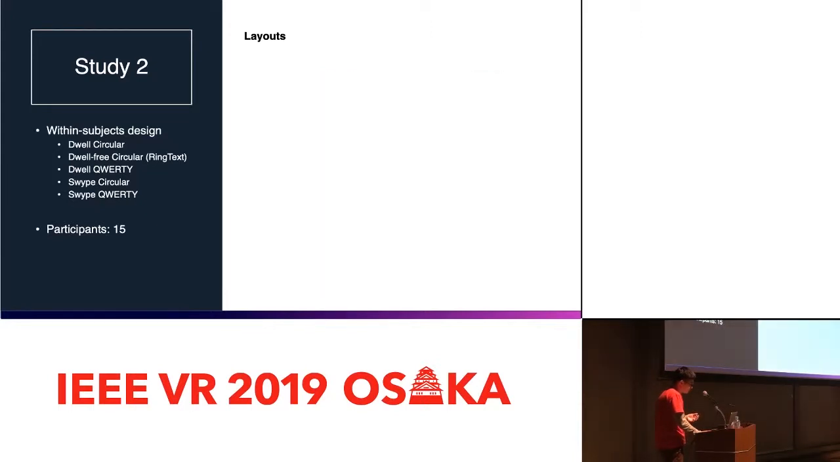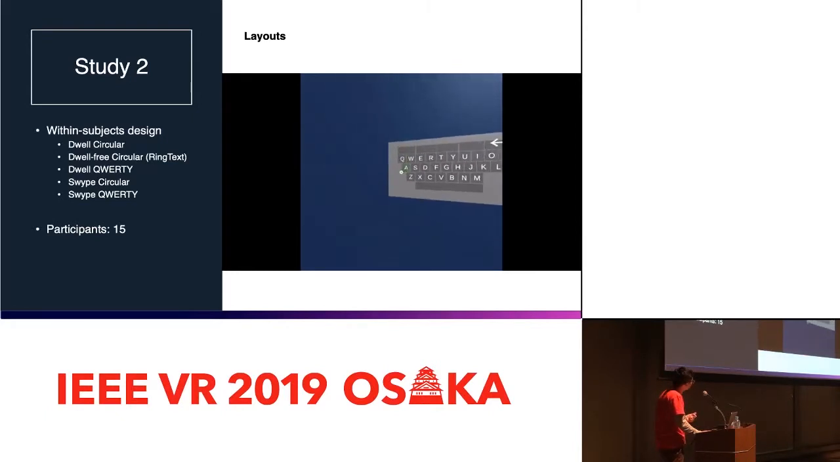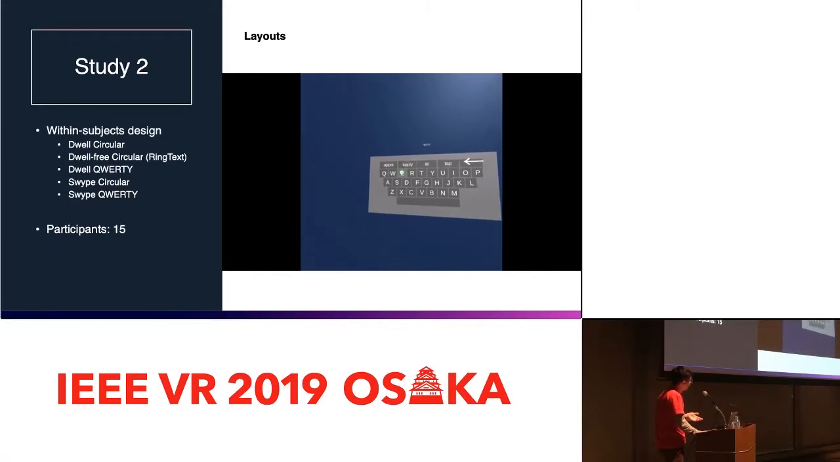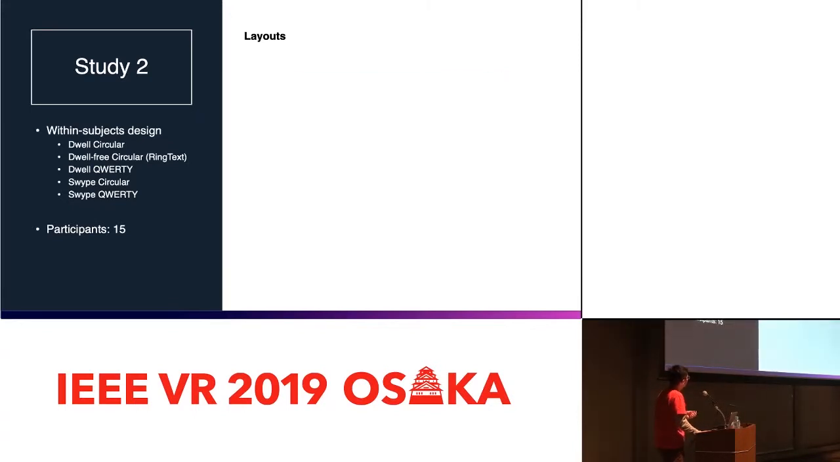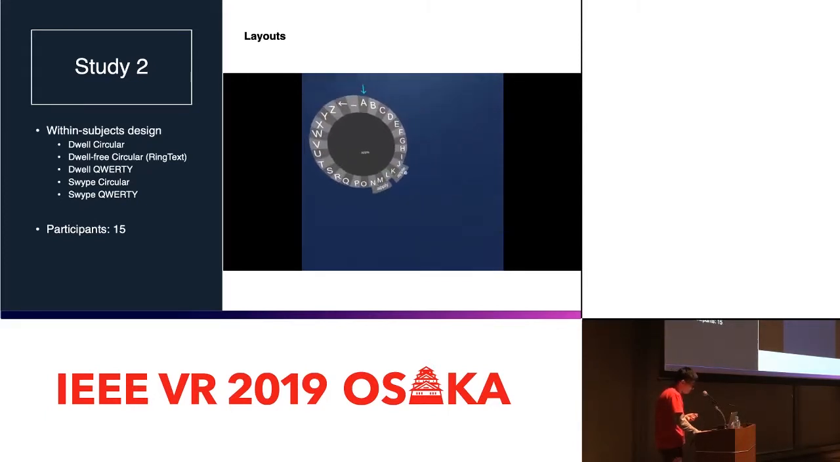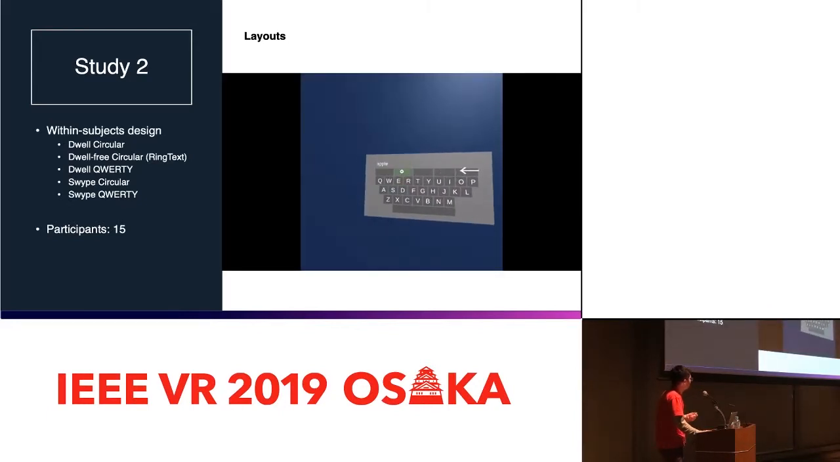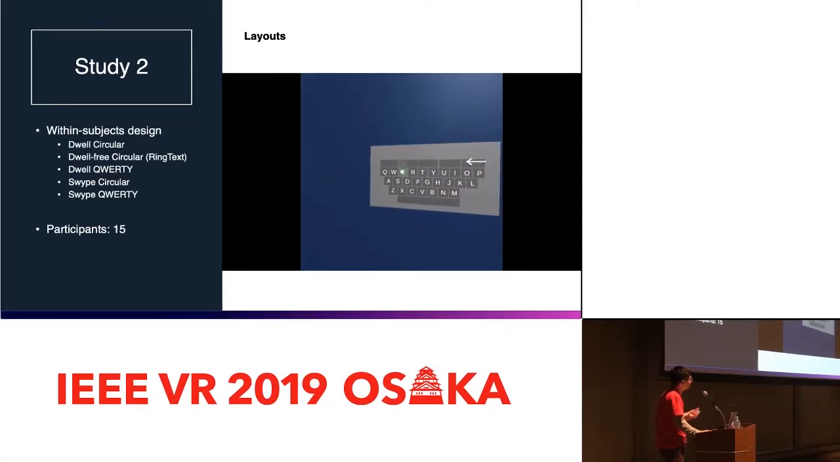The third one is dual QWERTY. They have the same dual time as the dual circular. The fourth one is swap circular. So finally, the last one is swap QWERTY, which is based on the implementation from the paper called iSwap.